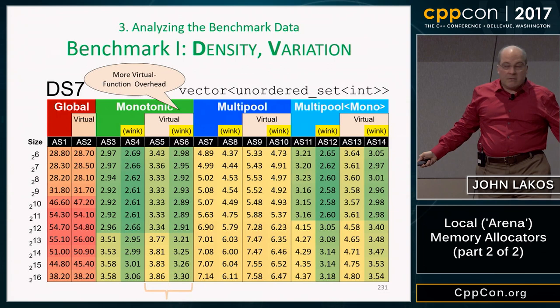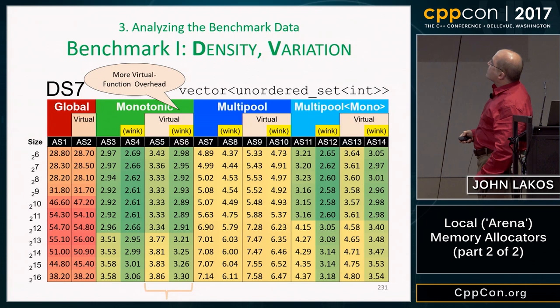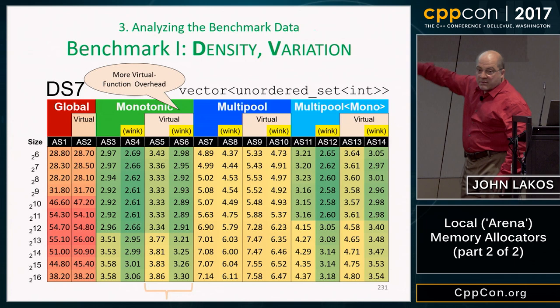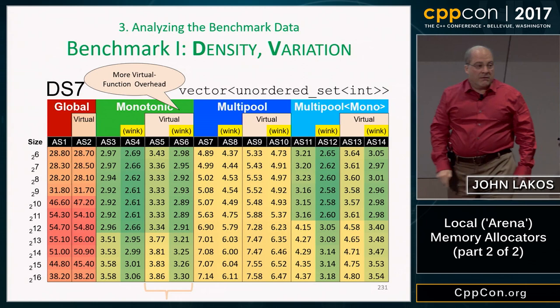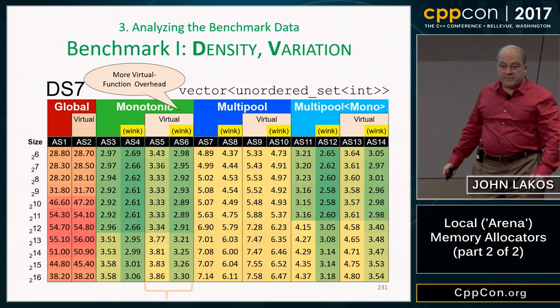All right, 7, you see a pattern. I just want you to look. Notice there's more virtual function overhead here. Even with the winking with the virtual, it's actually one tick slower. But compare it to the cost of the global. Who cares? This is noise. Yes? Does global embed a depict?